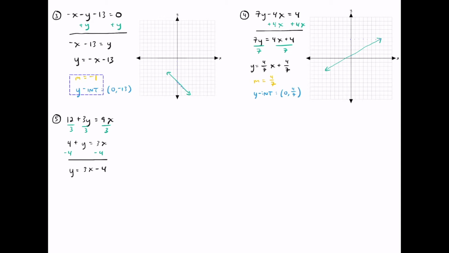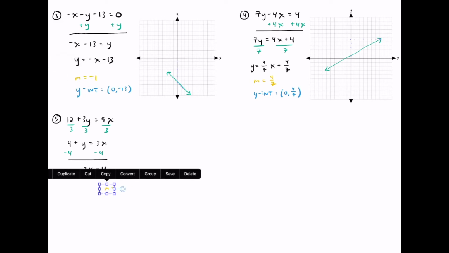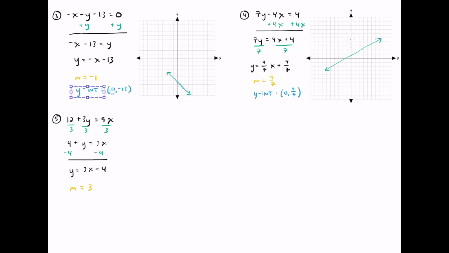And then what do we got here? Well, for the slope here, I'm just going to copy over this. The slope here is going to equal positive 3. And then for the y-intercept here, we now know from here that that's going to be (0, -4) from the constant.